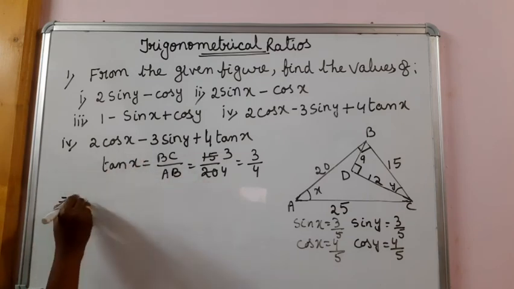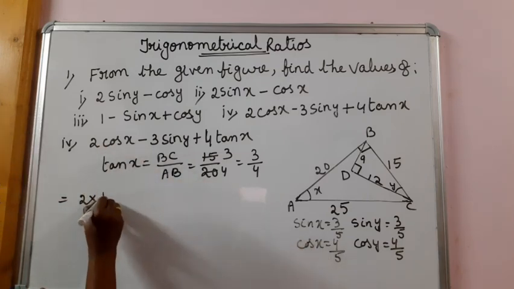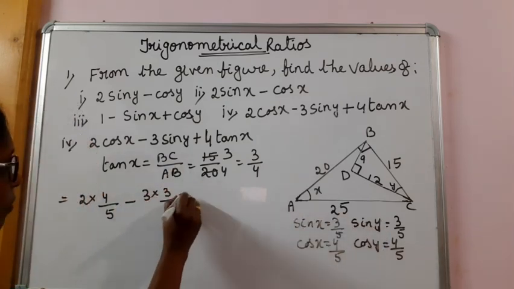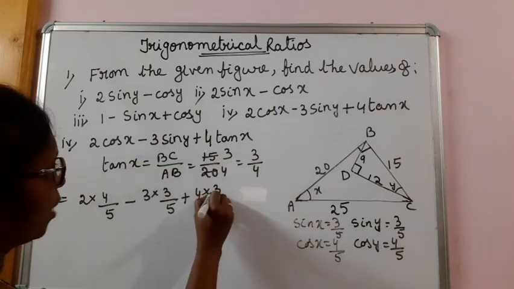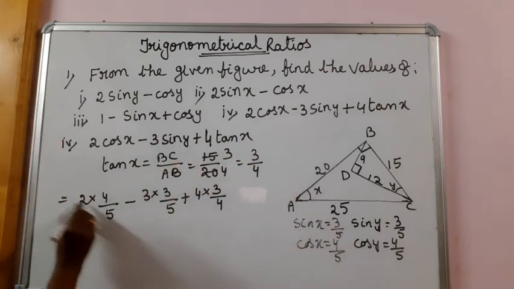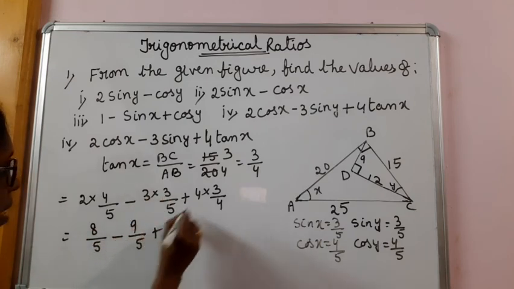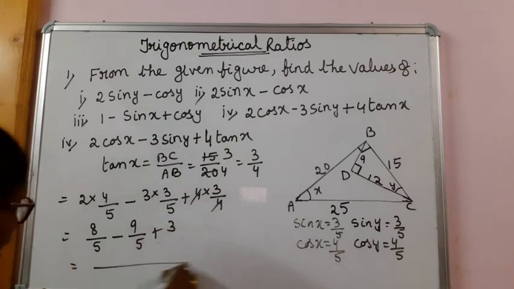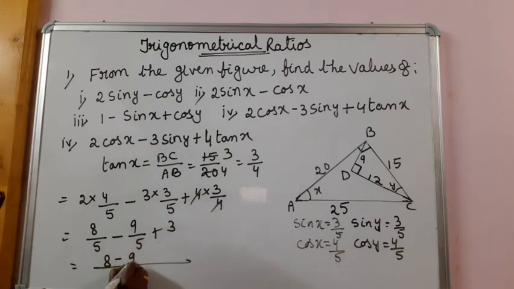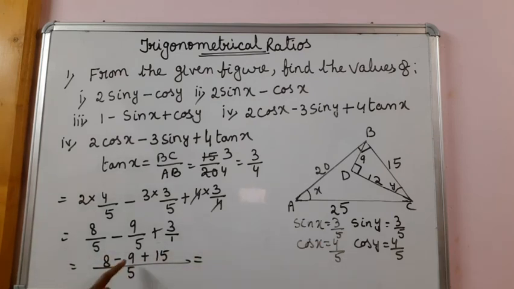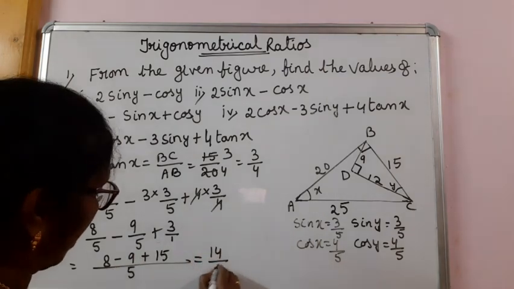Now let us substitute the values. 2 into cos x value 4 by 5 minus 3 into sin y value 3 by 5 plus 4 into tan x value, now we got 3 by 4. Nothing will be cancelled: 8 by 5 minus 9 by 5 plus 4 cancelled with 3, so 3 means 3 by 1. LCM is 5. We get 8 minus 9, 5 3s are 15, 15 plus 8 is 23, 23 minus 9, I think 14 by 5.